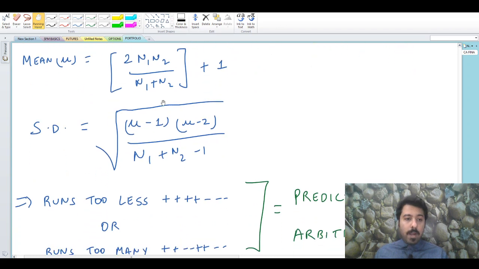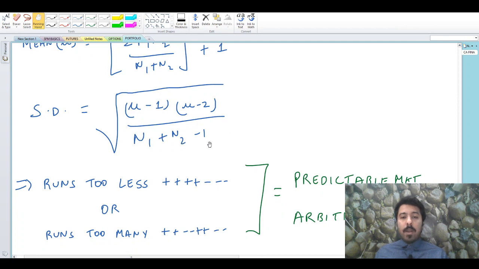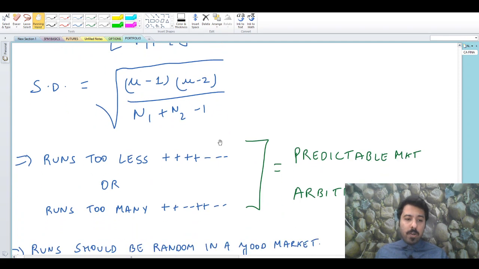Okay. And then you will be required to calculate the standard deviation: (U minus 1)(U minus 2), where U means mean here, we are calculating the mean, upon N1 plus N2 minus 1. Simple formula, you have to learn it.